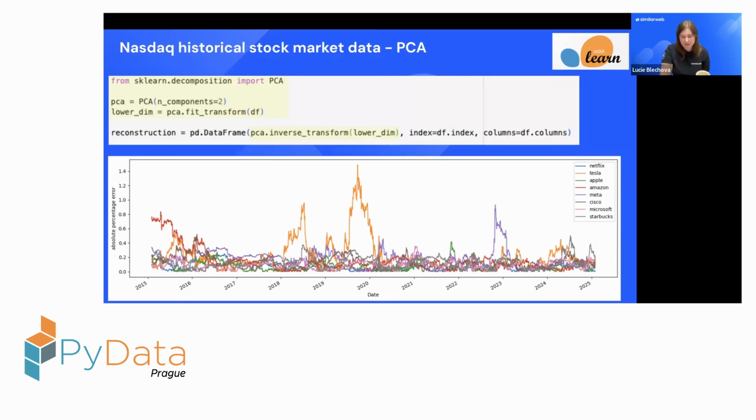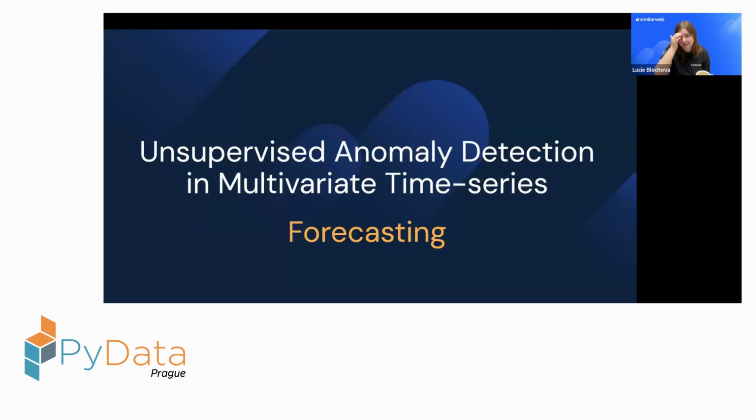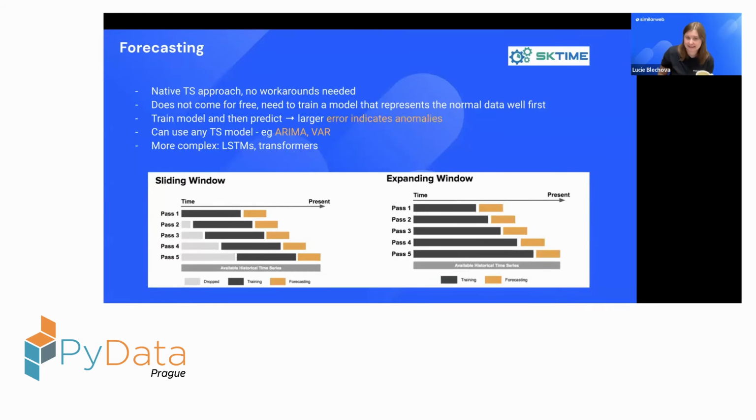So that's reconstruction. And something related to reconstruction a little bit is forecasting, because in there also you can pinpoint every single point and decide if it's an anomaly or not. The advantage of forecasting is that it's a native time series approach. You don't need any kind of workarounds. You don't need any kind of pre-processing. You can just simply do it with time series data.